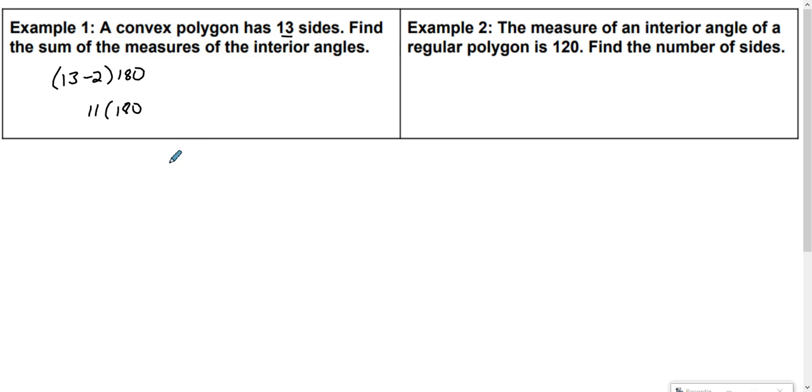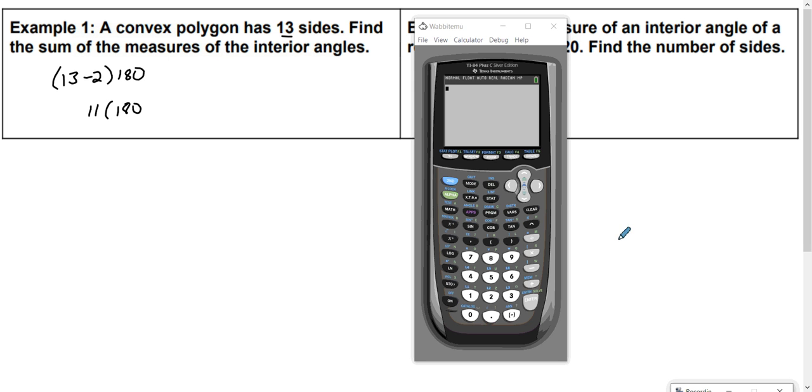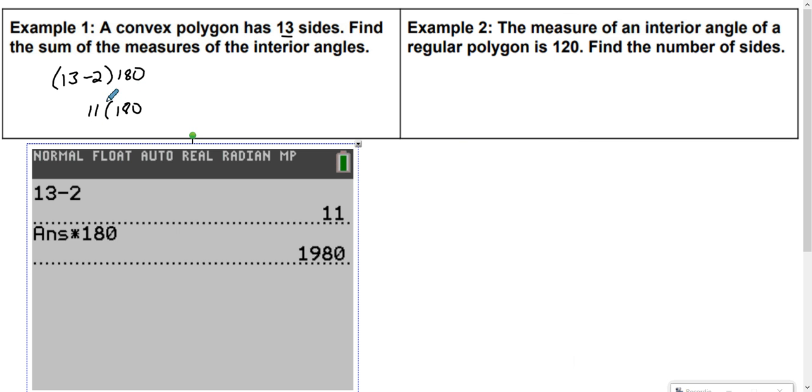Yeah, I forgot to grab my calculator. Let me grab my calculator here. All right. Calculator, 13 minus 2. 11 times 180. All right, so 13 minus 2 is 11. 11 times 180 is 1,980. That was a good year. But this is talking about the degrees. If I added up all the angles inside of a 13-sided object, it would add up to 1,980 degrees.